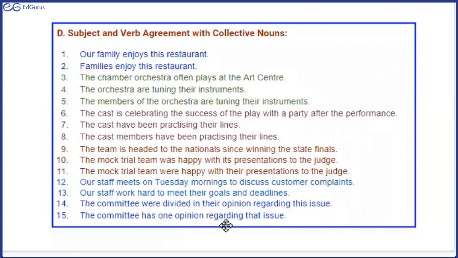The committee were divided in their opinion regarding this issue. The committee were divided. Why were divided? Because it says in their opinion. So that refers to the opinion of every member. The committee has one opinion regarding that issue. Here the committee is represented as one. So that's why a singular verb has been used. Is that clear? Yes, ma'am.